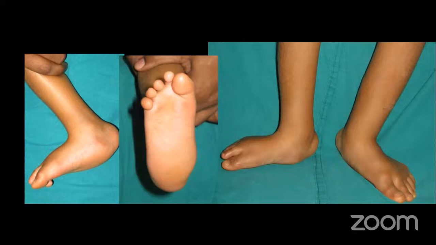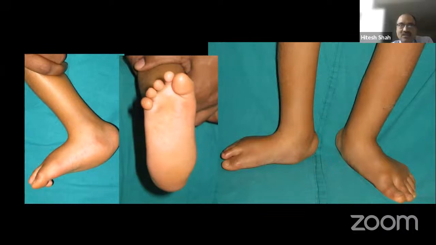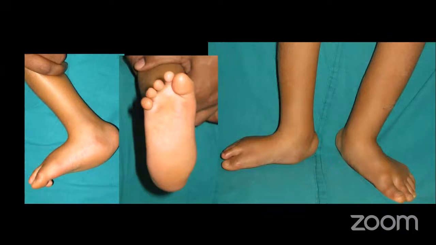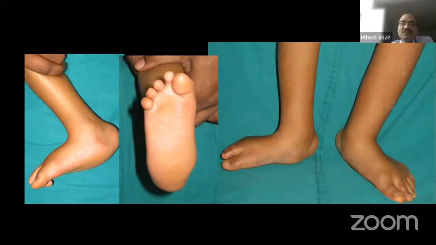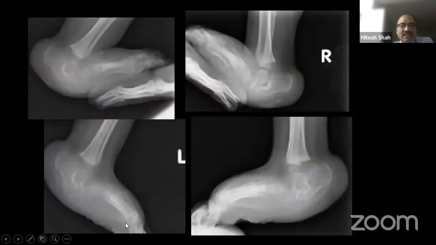So what X-rays can you order? Sir, AP, lateral and oblique. Anybody else? The forced plantar flexion lateral view. Okay, the forced plantar flexion lateral view. So we'll show you the X-ray. These are the X-rays, the left side and the right side, both sides. What pathology is here? We are dealing with either oblique talus or vertical talus.